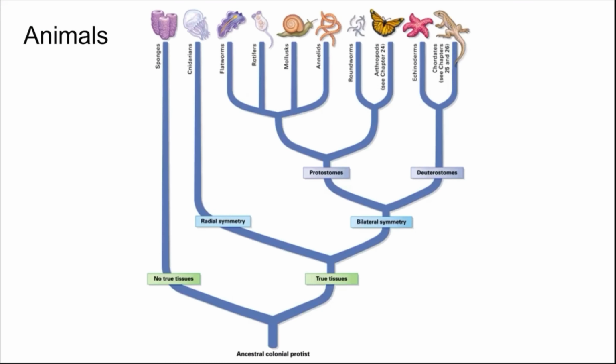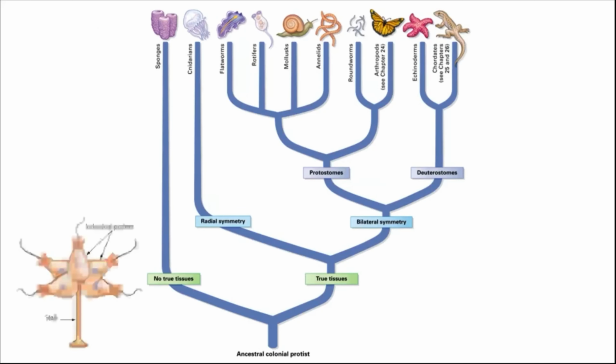We'll start with this family tree. You can see that the ancestral animal is a colonial protist. This protist was likely very similar to some of those protists we looked at in earlier lectures, possibly flagellated on a stalk, but organized in a colony, maybe something like volvox, except heterotrophic.